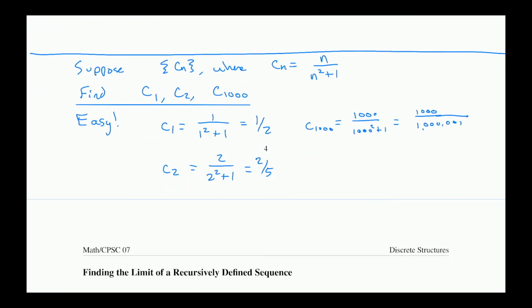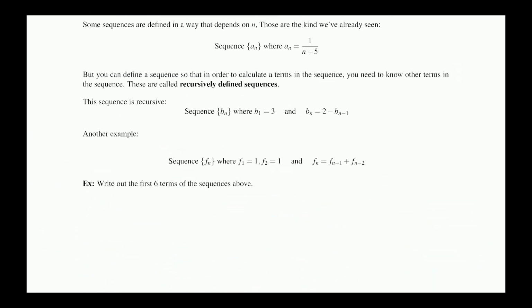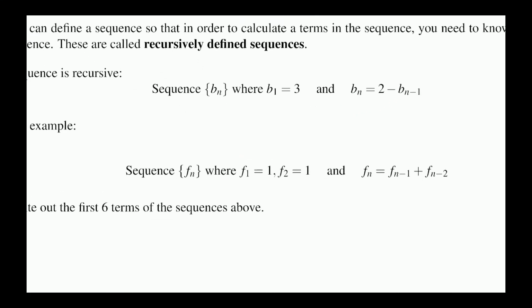But a recursively defined sequence is different. So this was still easy, right? So what a recursively defined sequence is a sequence where in order to calculate a term, you actually refer to earlier terms in the sequence. So look at this, here's an example. Sequence Bn, B1 is 3. So I tell you what B1 is, but then in order to calculate Bn, you have to use Bn minus 1.